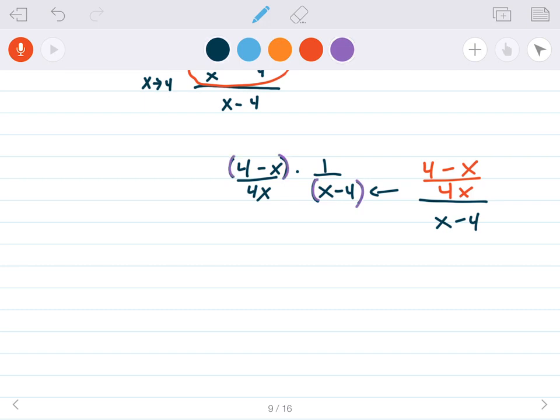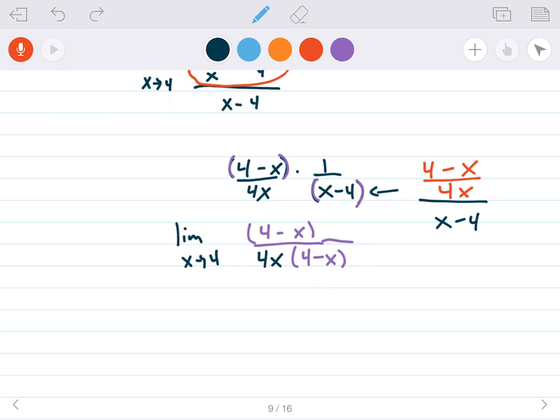So I'm just going to leave them in that form for now when I multiply across, and not fully multiply 4x by x minus 4. Because even at this point, if we're taking the limit as x goes to 4, we're still going to have a problem. You always want to ask yourself, do I have a problem? Yes, I have a problem, because if I plug in 4 in here, I'm still going to get 0 in the denominator. So I can't do that.